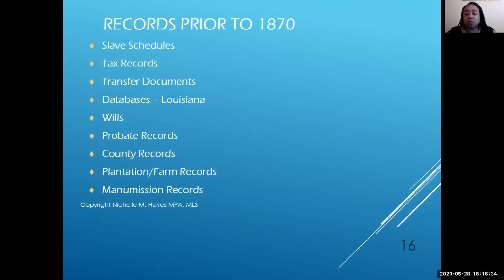So here are some records that we can access if we're looking prior to 1870. So we can look at slave schedules, tax records, transfer documents, databases, particularly in Louisiana, wills, probate records, county records, plantation, farm records, and manumission records.